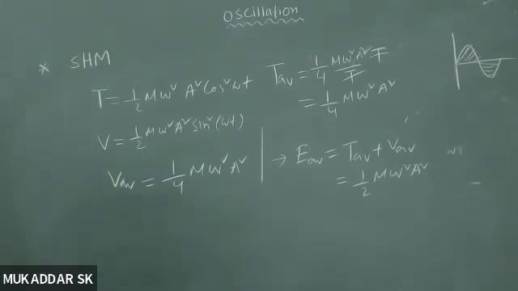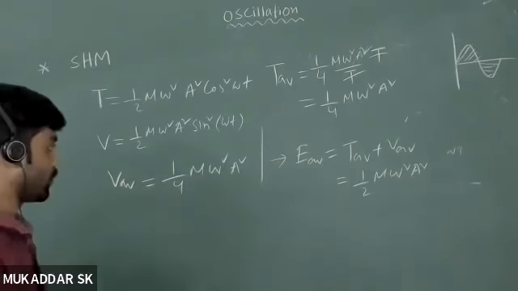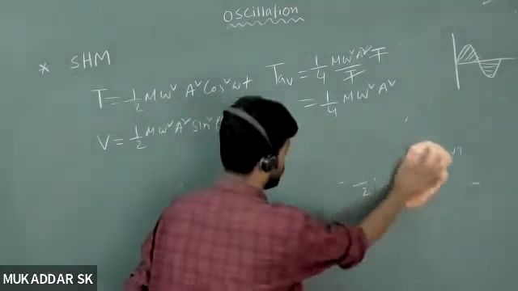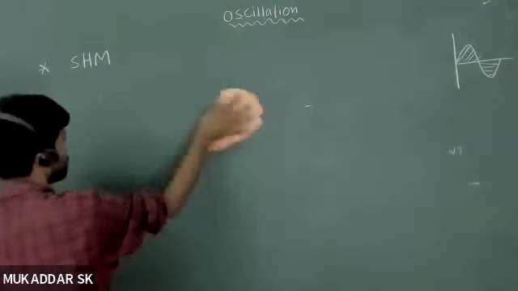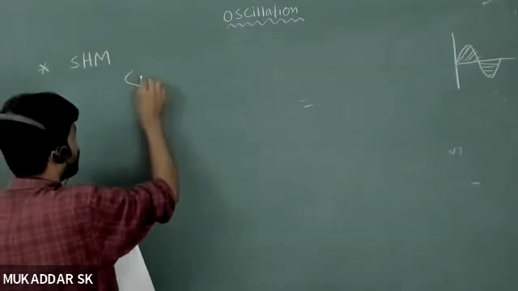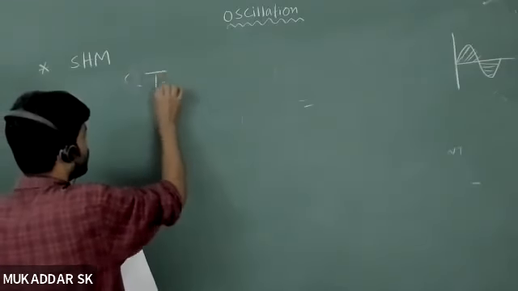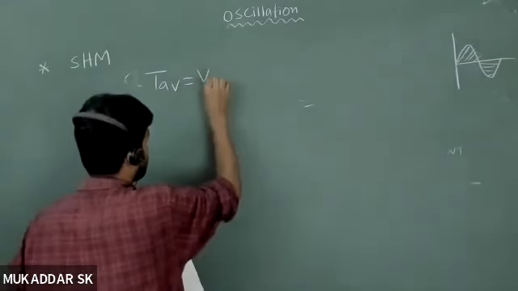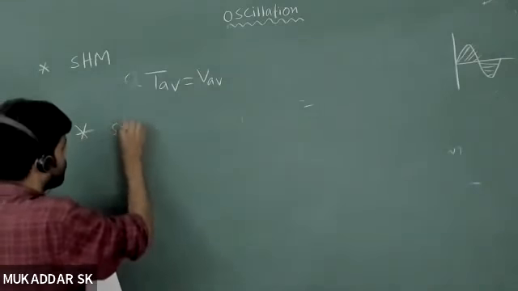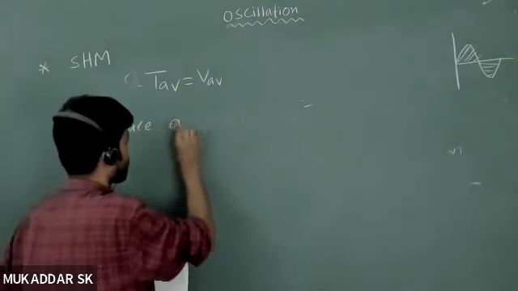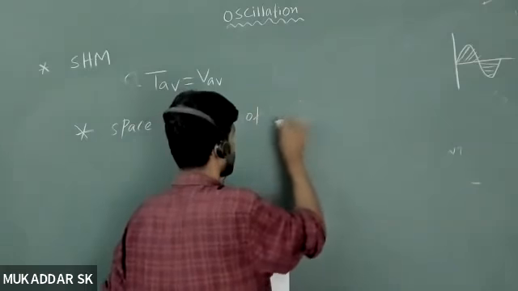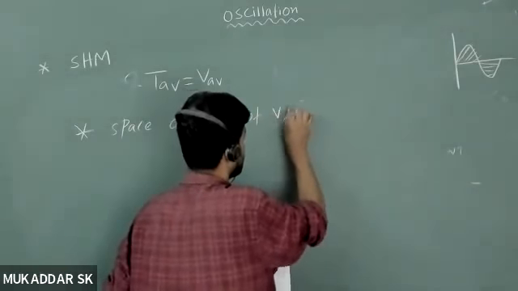Now, this is all about your time average. I'll give you homework, please do it. What about the space average of your potential energy and kinetic energy? If you remember what I have done, the time average of kinetic energy is exactly the same as the time average of potential energy. Now my question is, what about the space average of potential energy V, kinetic energy T and total energy?